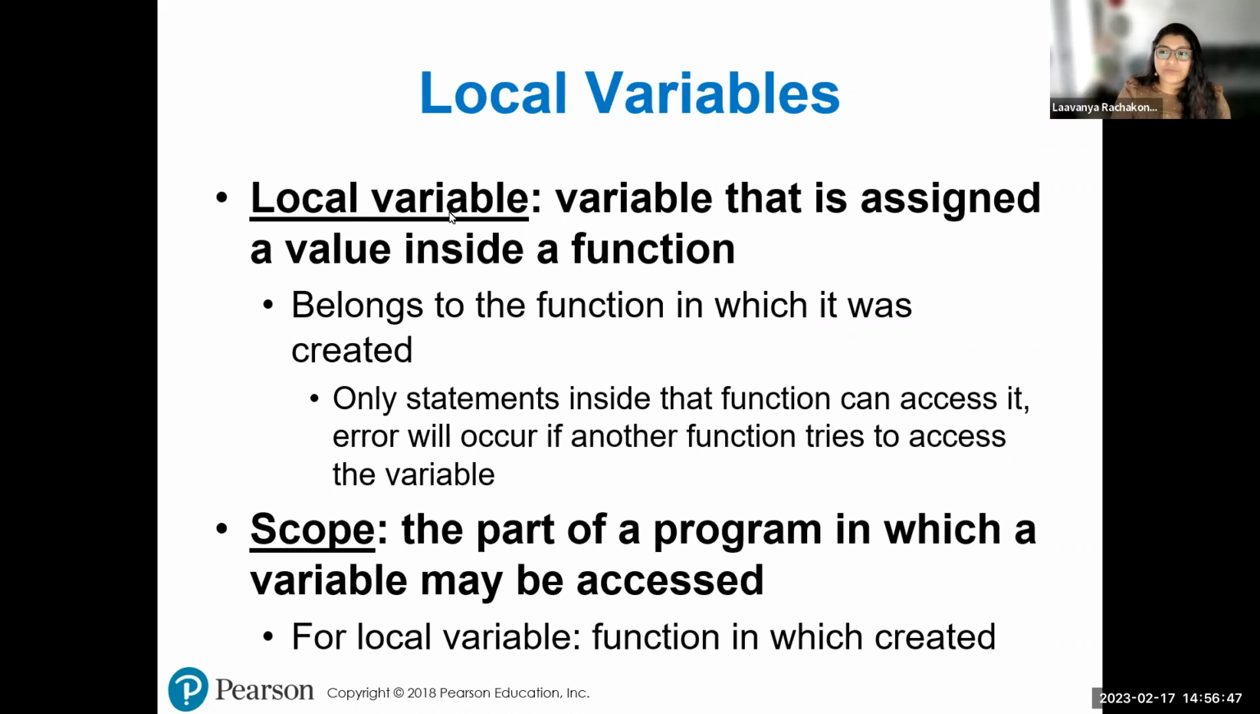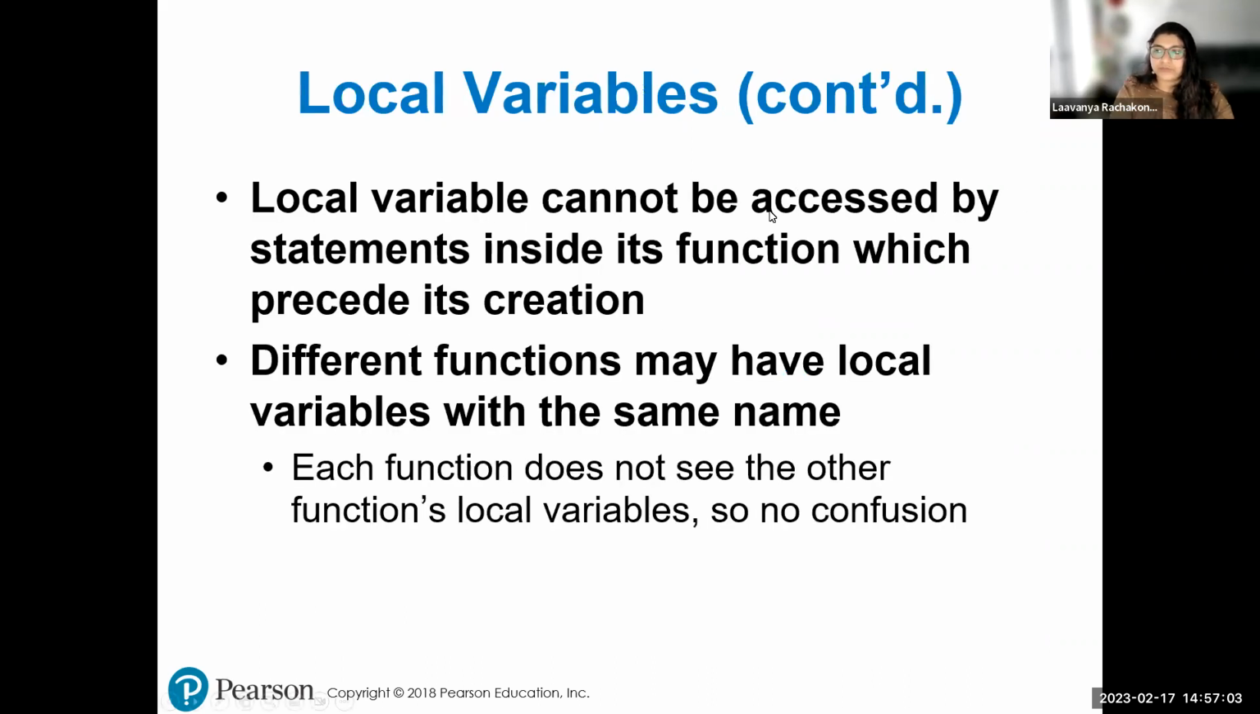The scope of the local variable is the part of the program in which the variable may be accessed. For a local variable, the function in which it was created is the scope of that particular variable. Local variables cannot be accessed by the statements outside the function, and different functions may have different local variables with the same name.